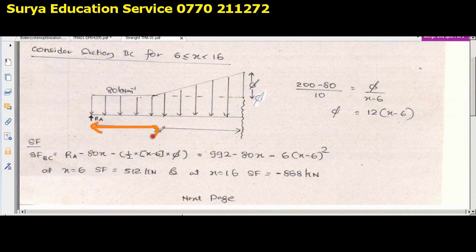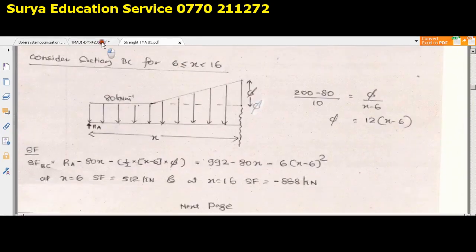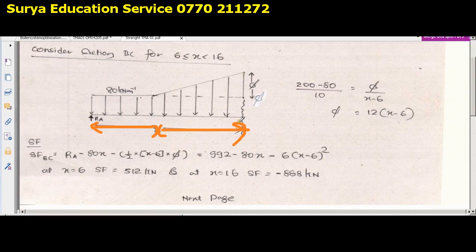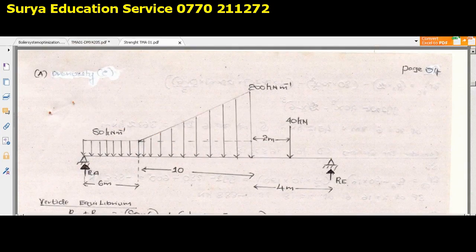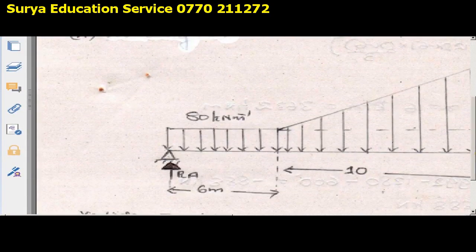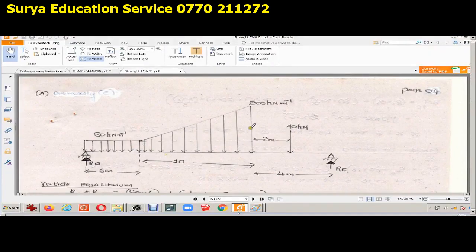So now we have a new x, because the x here is not the same x as before. When you consider the original diagram, like here, we can see this portion is very special, because this is the end of the trapezoidal load. So this is the end of the trapezoidal load.